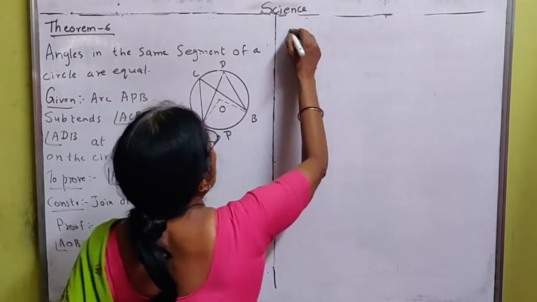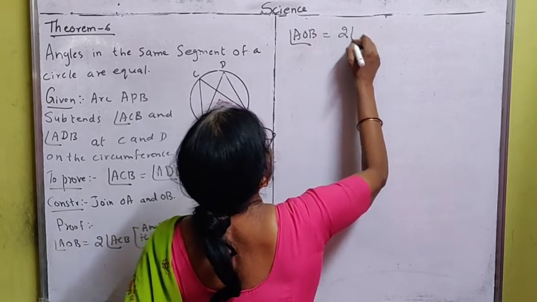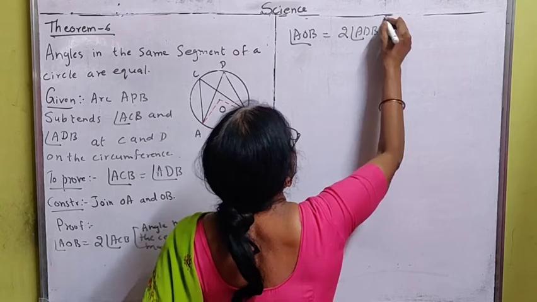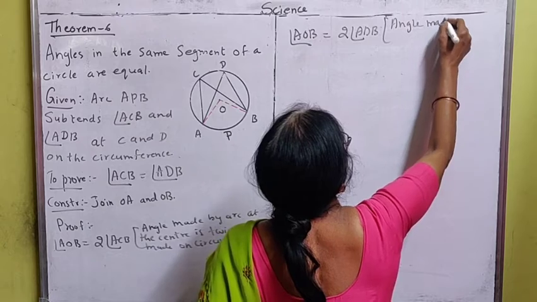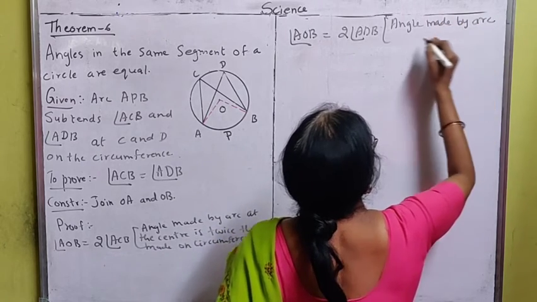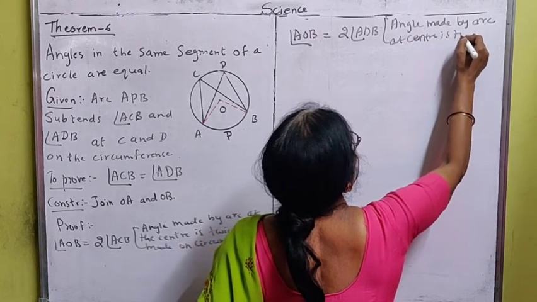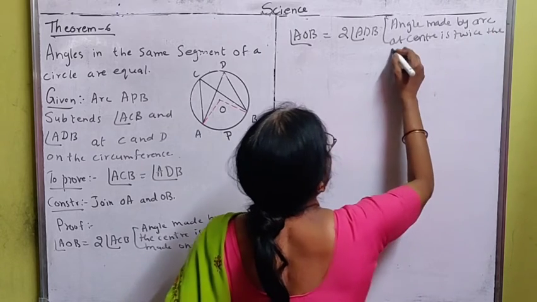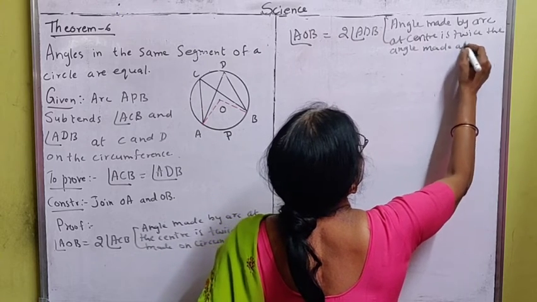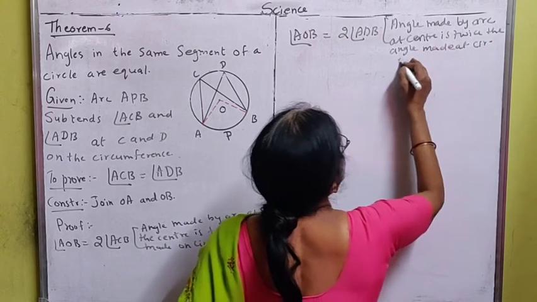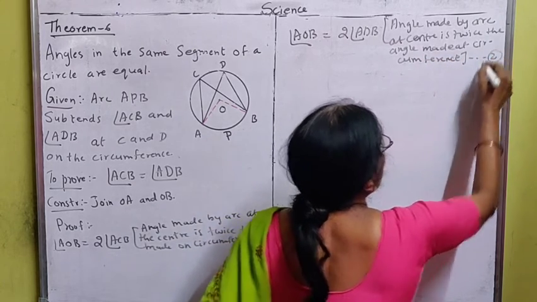So we can take angle AOB is equal to twice angle ADB. What is the reason? Same reason: the angle made by an arc at the center is twice the angle made at the circumference. This is your equation number 2.